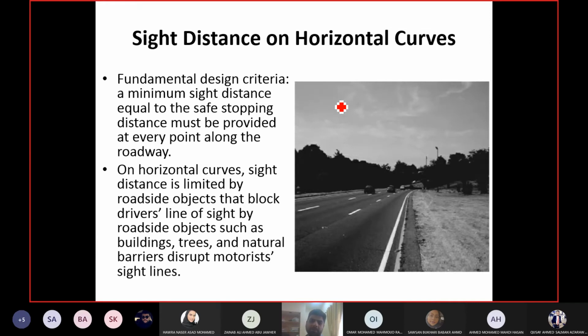So if you see anything on the curve ahead of you, you should have enough distance to stop before getting into a crash or before bumping into that object. You should have that much distance in front of you so that when you see the object, you can stop safely. Now, the problem with horizontal curves is that the line of sight of the driver is often obstructed by an object on the side of the road.